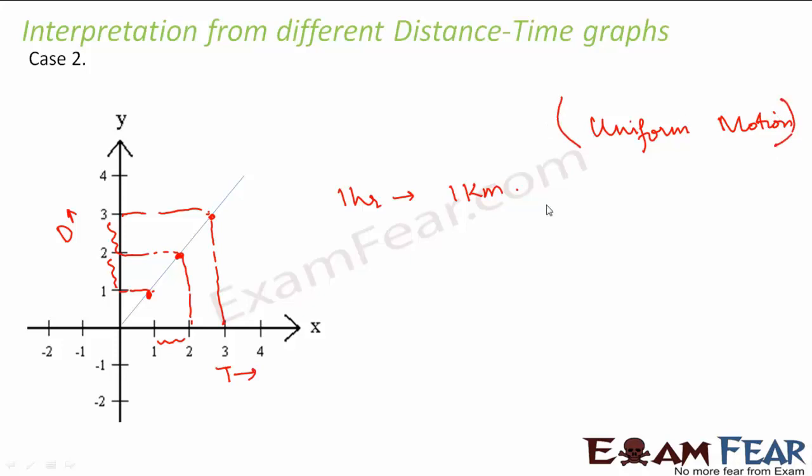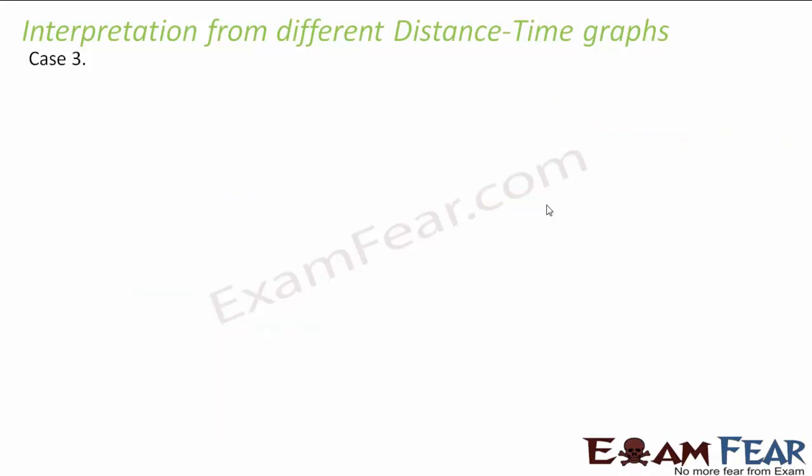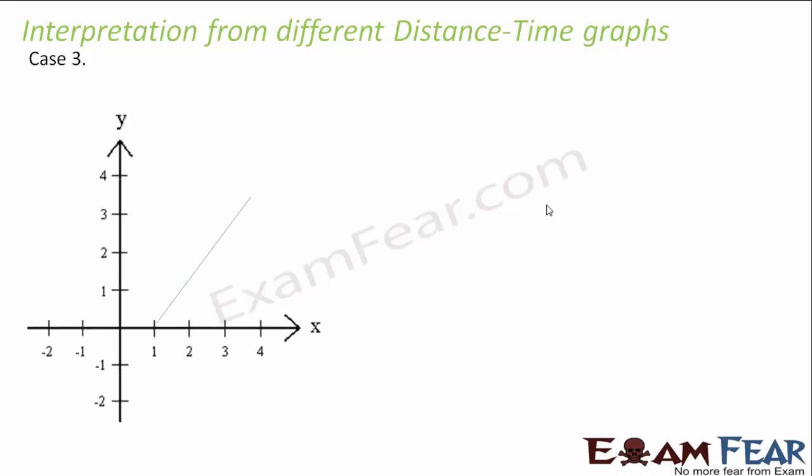Correct? Because the object covers equal distances in equal intervals of time. Let us look at the third scenario where we have a graph like this. Here also, if you look at it very carefully, the distance increases with increase in time. Here if you see, your time increases. So when the time is 2 hours, your distance is 1 kilometer. When the time is 3 hours, your distance covered is 2 kilometers, and so on. So that means here also the distance is increasing with increase in time.